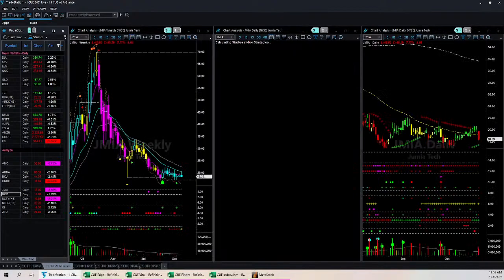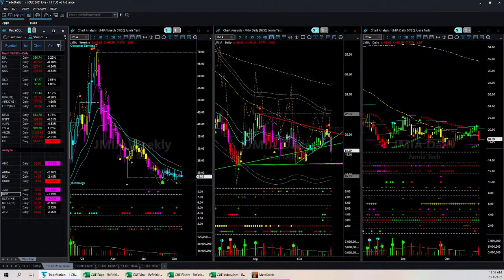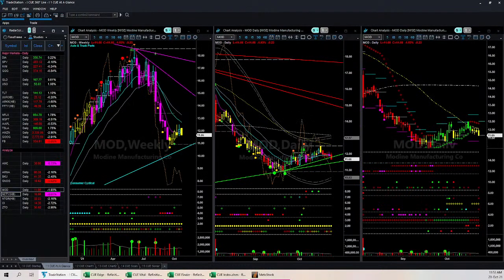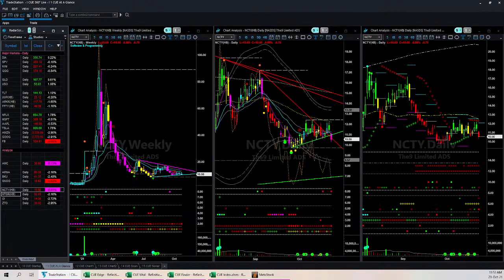Next JMIA. This has one breakdown but another trend line support. So let's not short that, not look for shorting that. Next one MOD. One trend line broken, another nearby, not going to short. Next one NCTY. The weekly trend line support is there, not going to short.